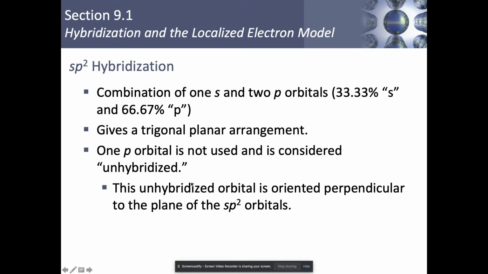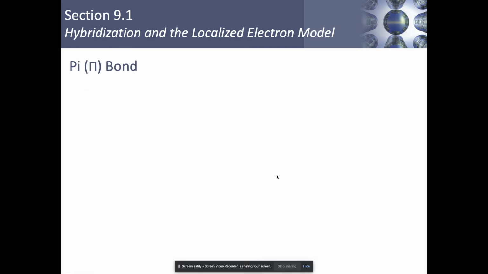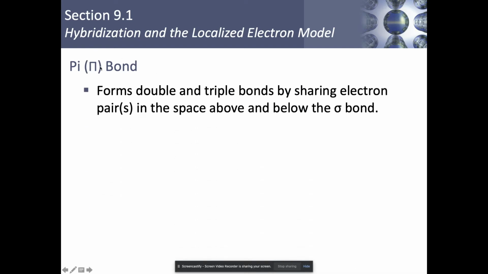And this becomes important because the unhybridized orbital is perpendicular to the sp2 plane. So why is that important? Well, we just talked about a sigma bond. There is something called a pi bond. A pi bond is what happens when we form something like a double or a triple bond. It occurs when we share an electron pair in the space above or below a sigma bond. And you guessed it, it uses the unhybridized p orbitals to do that.